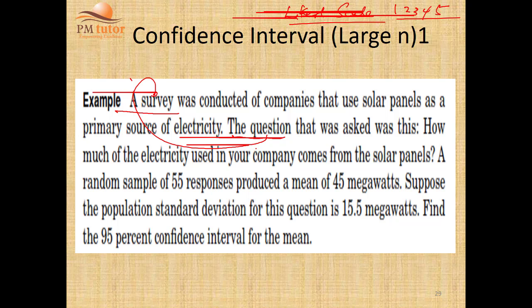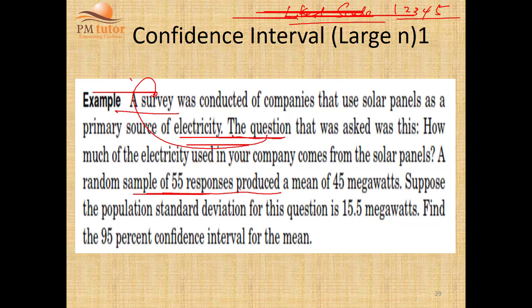But what happened was they took 55 companies, because it is a random sample of 55 responses. So that means 55 companies took part. But these 55 companies are not the whole set of companies that use solar panel. 55 is just a sample of the companies that use solar panel.